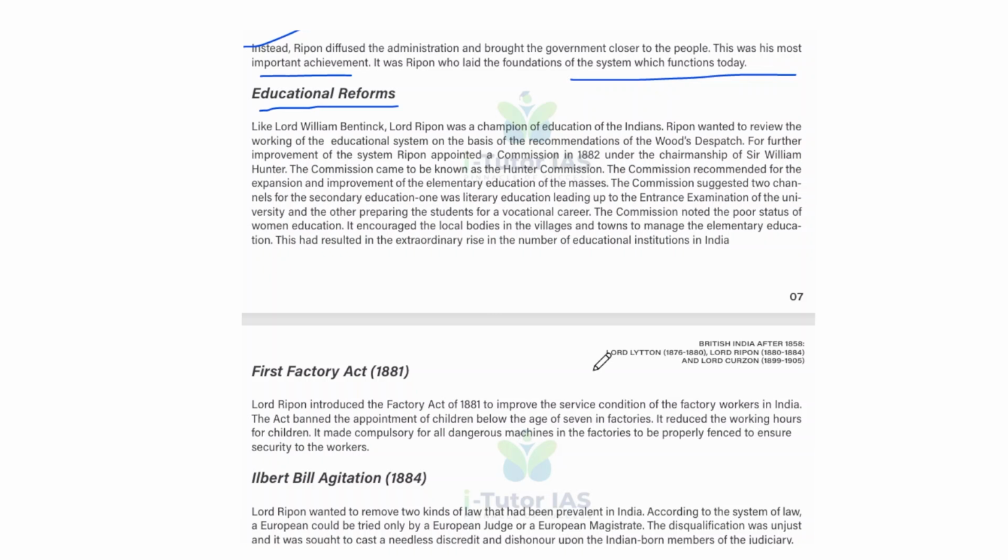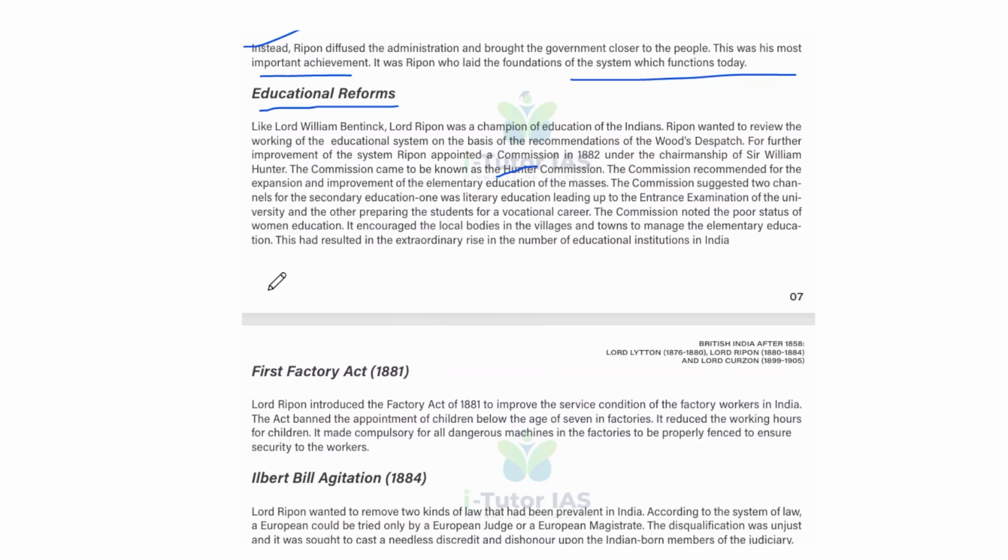Okay. And his education reform. Like Lord William Bentinck, Ripon was a champion of education of the Indians. So Ripon wanted to review the working of the educational system on the basis of the recommendation of the Woods Dispatch. Hope you remember the William Bentinck we discussed. So please refer to that video also. And for further improvement of the system, Ripon appointed a commission in 1882 under the chairmanship of Sir William Hunter, and the commission came to be known as the Hunter Commission. Okay, so that is the education reform under Ripon.